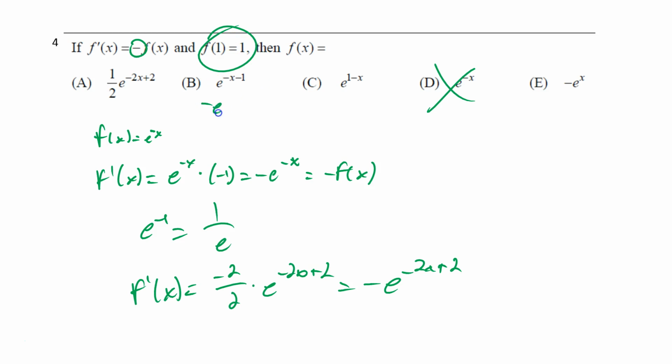The derivative definitely would be negative e to the negative x minus 1, because the derivative of the baby function is negative 1. If we plug in 1, we get negative 1 minus 1. That's like negative e to the negative 2. That's not going to work. Let's try the next one.